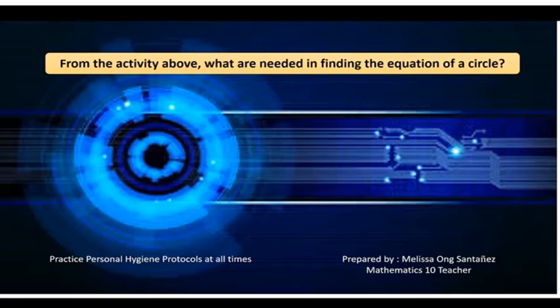But back to basics, you only need to remember the two basic components that I discussed at the very beginning of my video lesson, which are the center and the radius.